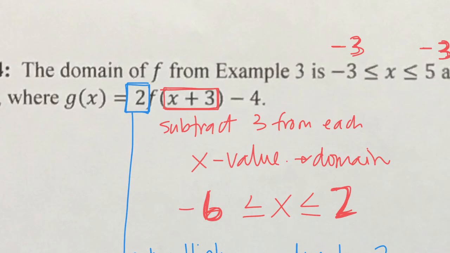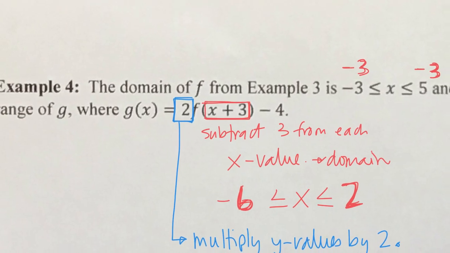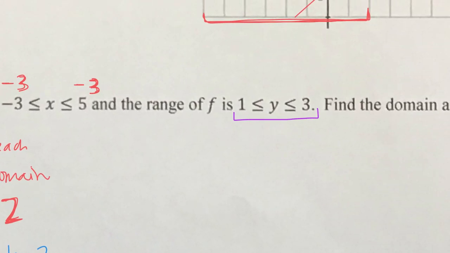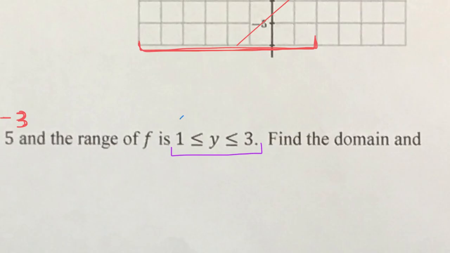Okay, so that's it. What are your y values? Your y values are your range, right? Your range are your y values. So multiply all of our y values by 2. And what do we get? 2 is less than y is less than or equal to 6.